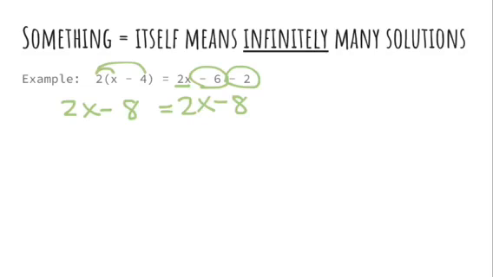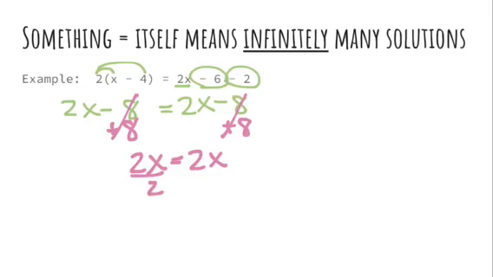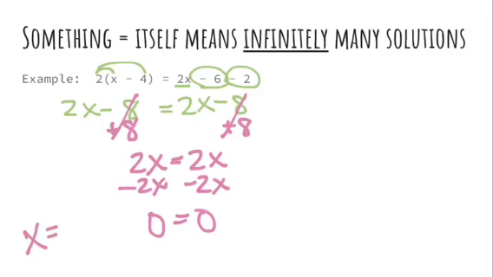I want to get rid of a constant term. So I'm going to add 8 to both sides. It's going to cancel here and here. So I'm left with 2x equals 2x. What some people want to do now is divide by 2 and get x equals x. Or maybe what you wanted to do was subtract 2x from both sides. If you did that, you get 0 equals 0. So either way, you're getting x equals x or 0 equals 0.